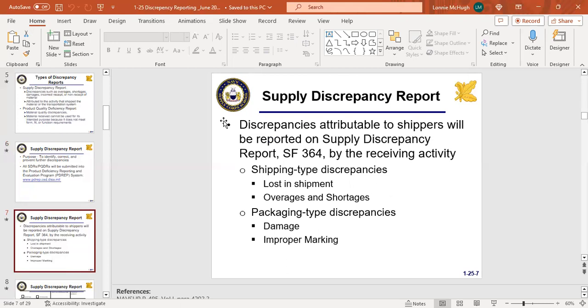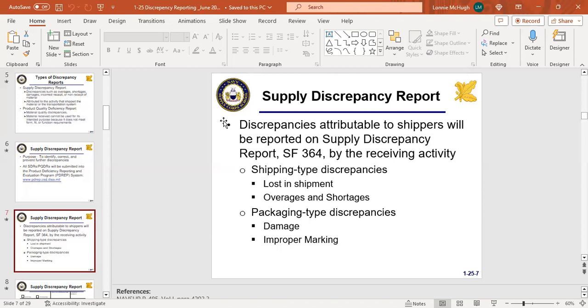The form used with this is SF364, and that form is built in the PDREP system. The PDREP system is easy to use, and it creates a ledger of everything that you do. Then you can just print that out from the system and keep that on file. This is when discrepancies are attributed to shippers, though. So if you are transporting it from your command and you mess it up, that is not included. So again, it's if something is damaged in shipment, loss in shipment, overages, shortages, as well as if you have any hazmat issues, that's something that will go in there.